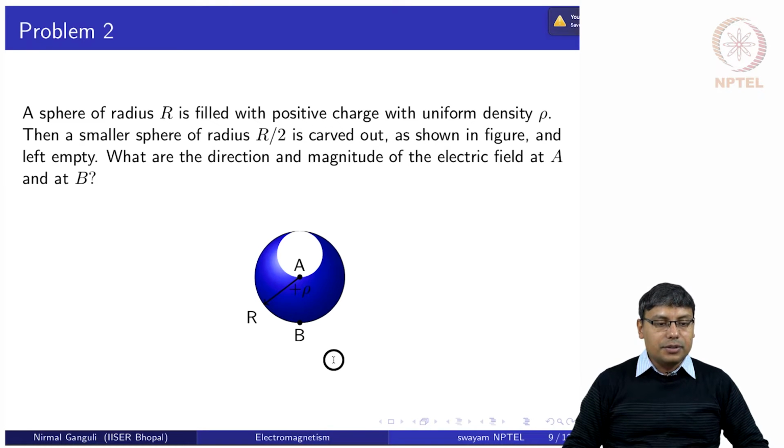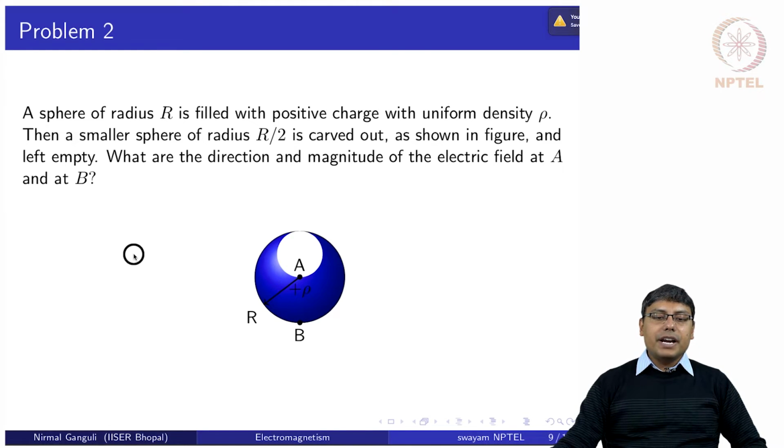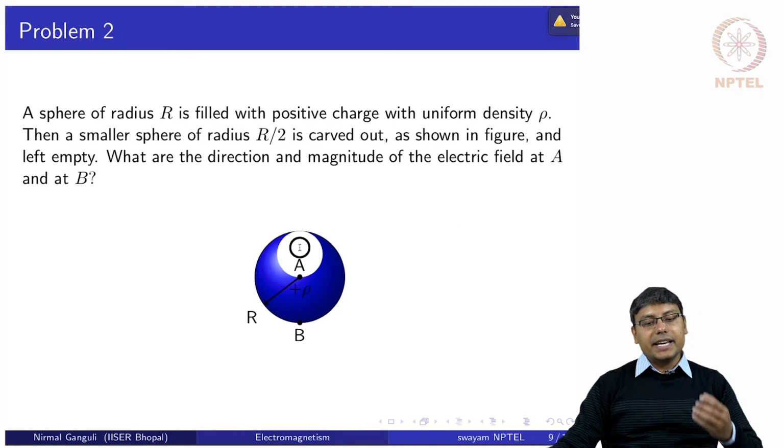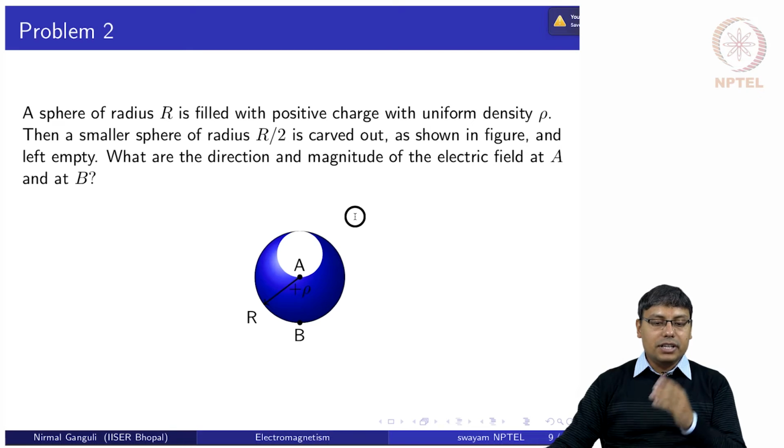Let us consider another problem. We have a sphere of radius r, marked as a blue sphere here, and it is filled with a positive charge with uniform charge density rho. It is plus rho here we have marked. Then a smaller sphere of radius r over 2 is carved out as shown in the figure, and it is left empty. So, here we have a smaller sphere taken out of this bigger sphere. So, the charge is also taken out. There is no charge in this white region now.